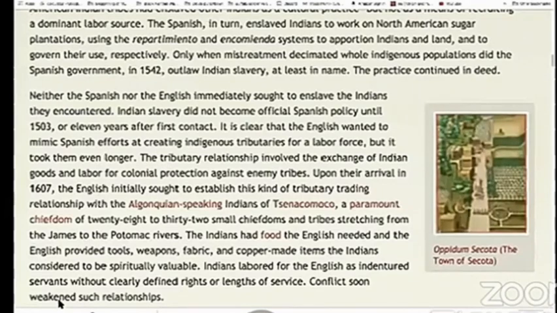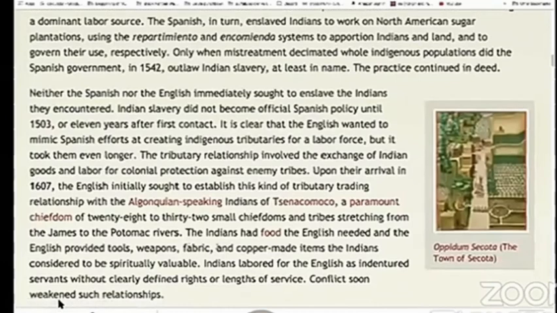Upon their arrival in 1607, the English initially sought to establish this kind of tributary trading relationship with the Algonquin-speaking Indians of Tsenacomoco, a paramount chiefdom of 28 to 32 small chiefdoms and tribes stretching from the James to the Potomac rivers. The Indians had food the English needed, and the English provided tools, weapons, fabric, and copper-made items the Indians considered to be spiritually valuable.